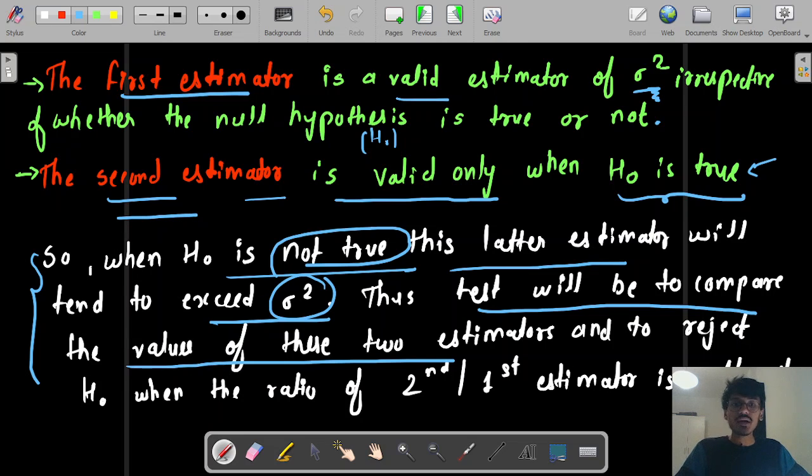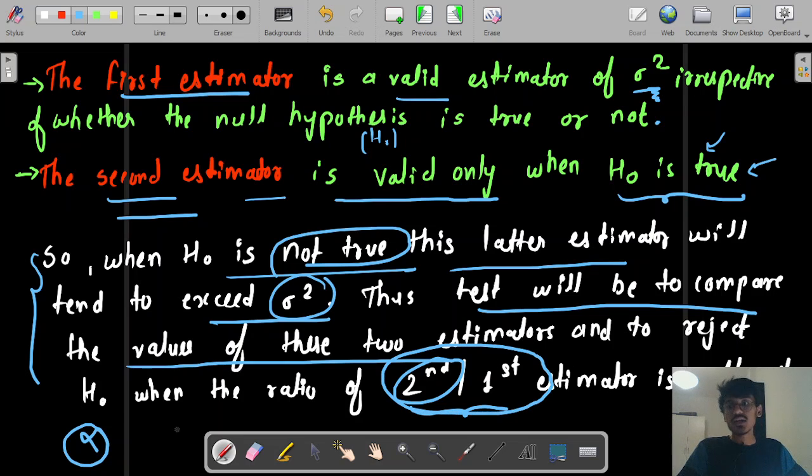And how will we compare? We'll compare them by just taking the ratio of the second to the first, because we know that when our H naught is not true, the second is exceeding. So when this ratio is sufficiently large, given our significance level alpha, which will of course be given in the question, we'll calculate this ratio of estimators, and we'll find the F value from the table based on the significance level and of course the degrees of freedom.